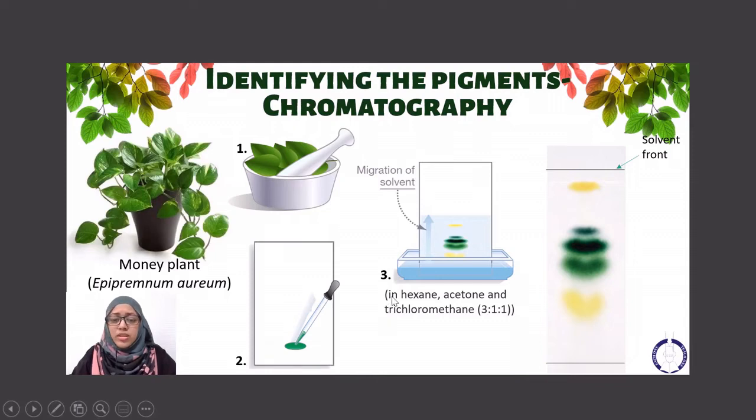And I've used the solvent hexane, acetone, and trichloromethane. You can see I've marked the solvent front, and I've also found that there were 5 different pigmented spots here, which tells me that my money plant has 5 different pigments in it. So I could find out what these pigments are by first identifying their RF values, but I'm interested in just one of them compared to the others.